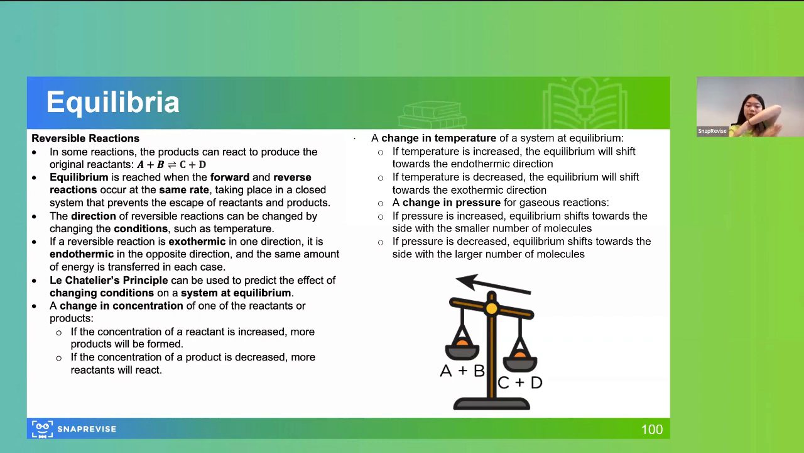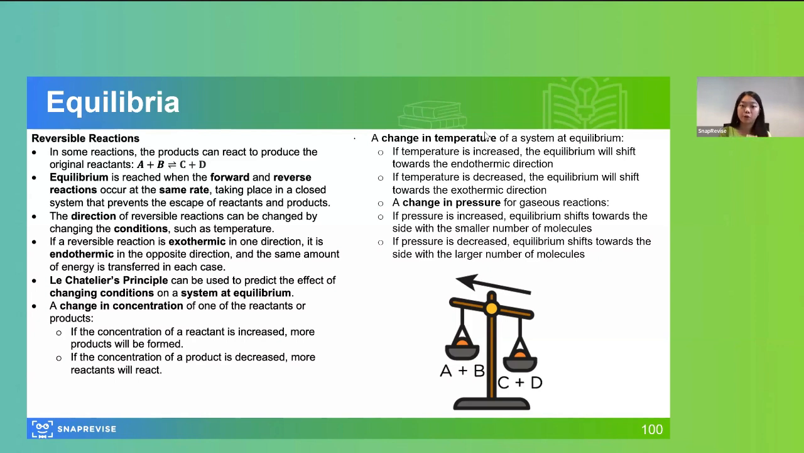To balance it back, you're going to increase the product produced. So if there's more concentration, more products will be formed. And if there's less product, this is going to increase so that more product can be formed. So that's the balance. Increasing concentration, more product formed. I'm hoping that makes sense. That's concentration on that part.